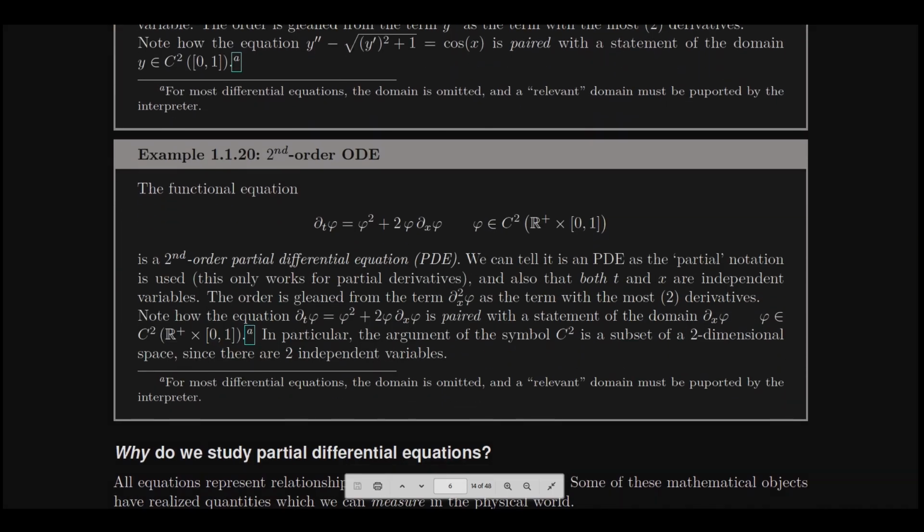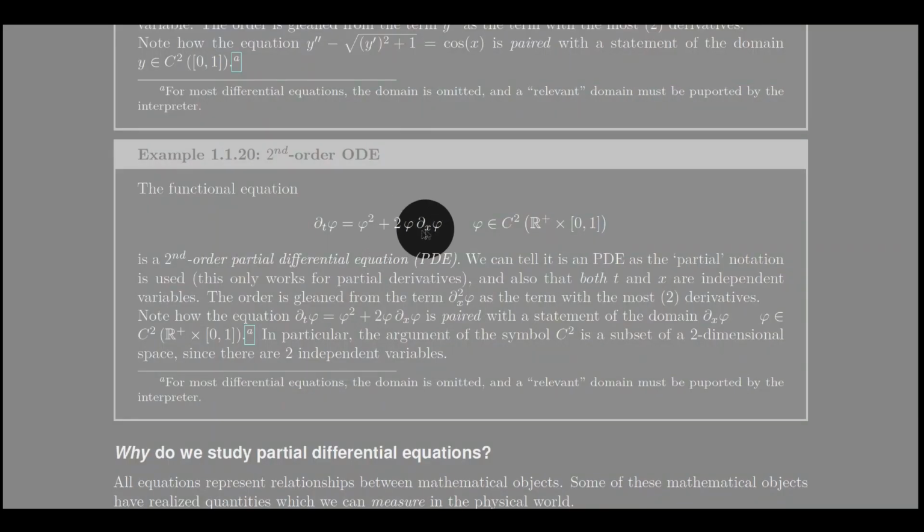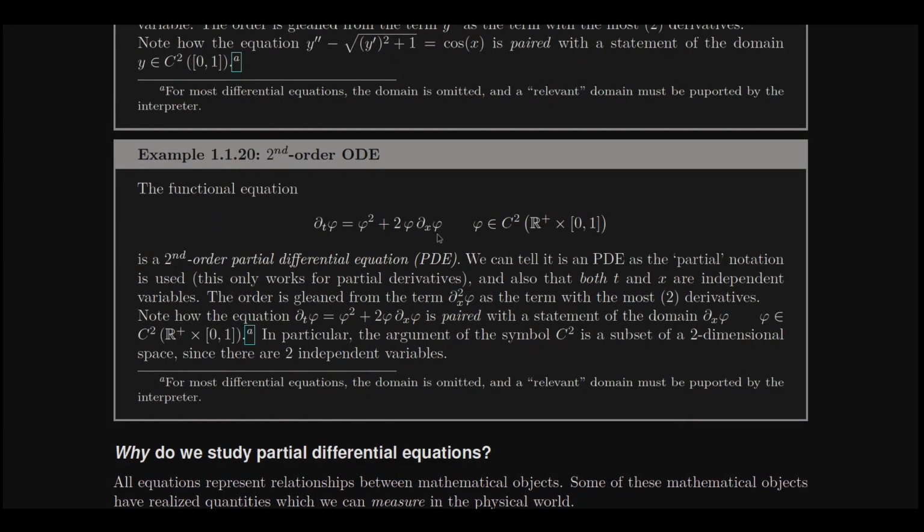The functional equation I have here: partial t of phi equals phi squared plus 2 phi partial of x of phi. Notice I've got t as an independent variable, and I've also got x as an independent variable. All of a sudden, my phi must depend on both t and x. That's 2 dimensions, and so I have a 2-dimensional input to phi, which means this differential equation is a partial differential equation. Now, I'm calling it second order here, and I think that's actually a mistake.